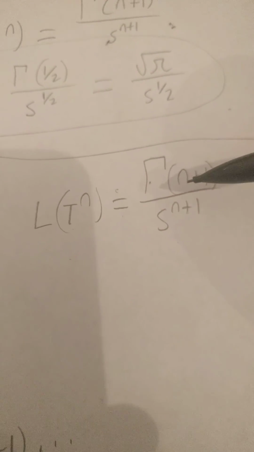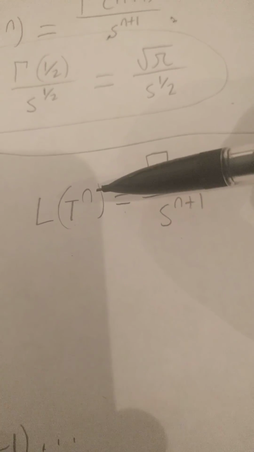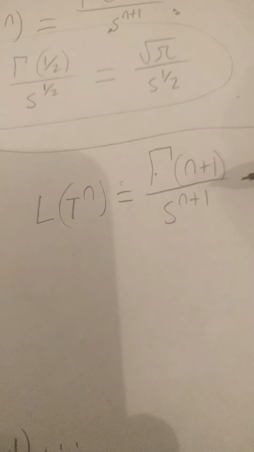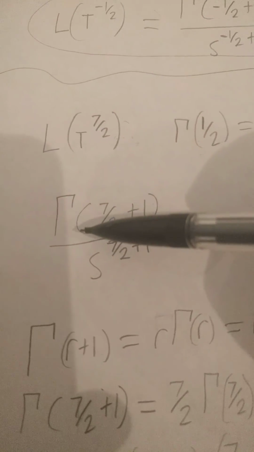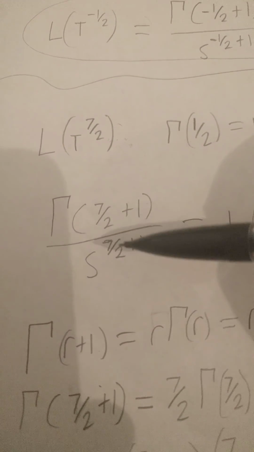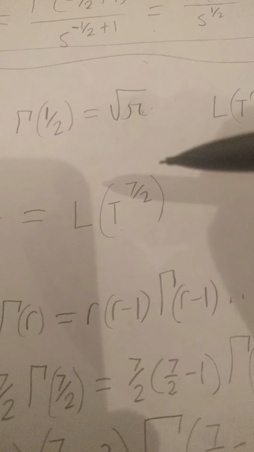So here's a kind of a formula that we can use to solve these types of problems. The Laplacian of t to the power of n is equal to the gamma function of n plus 1 over s to the power of n plus 1. So when we write this out in terms of our own equation, we get the gamma function of 7 over 2 plus 1 over s to the power of 7 over 2 plus 1 is equal to our Laplacian that we're trying to find of t to the power of 7 over 2.